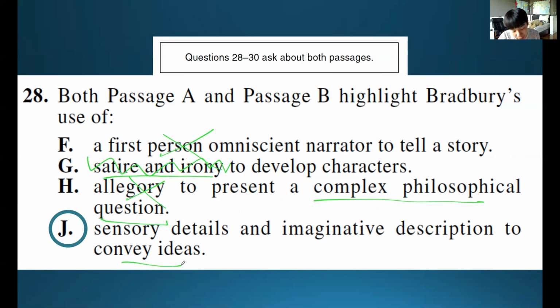A lot of authors use this, which makes this a really good answer, because it shows up in both passages, probably just by virtue of the author writing in his own style. Sensory details and imaginative description to convey ideas. Well, we see a lot of sensory details. In the first one, you'll see a half-burnt firecracker, a rusted toy, a fragment of letter. In the second passage, you'll see a yellow-green train ticket, and you'll see the cloud crossing the sky, covering the sun. Obviously sensory details, and especially imaginative descriptions, figurative language, right? That's very important, and that's the obvious answer.